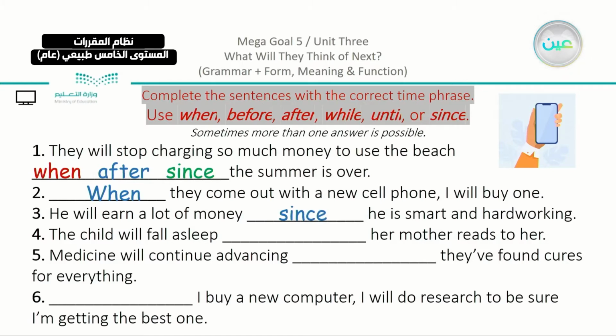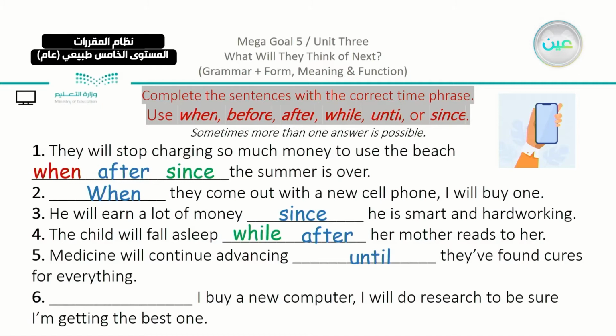The child will fall asleep, her mother reads to her. So the mother is going to start reading and then the child falls asleep. We can use here 2 examples. You can use either the phrase while, or you can say after. Medicine will continue advancing, blank, they found cures for everything. They're waiting. We can say here until they found, or they have found, cures for everything.